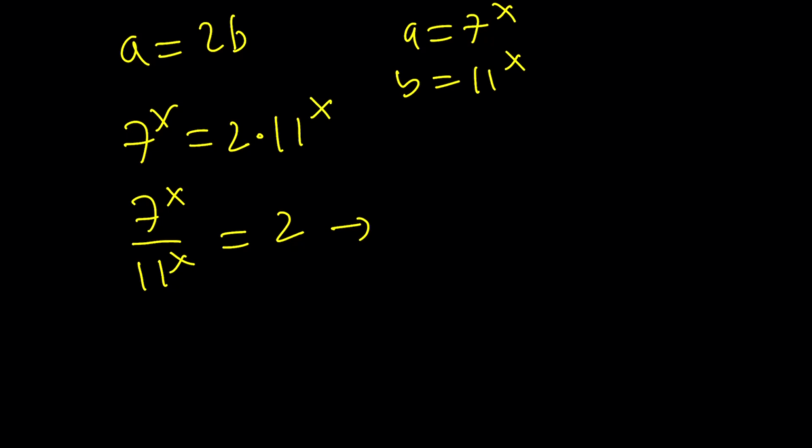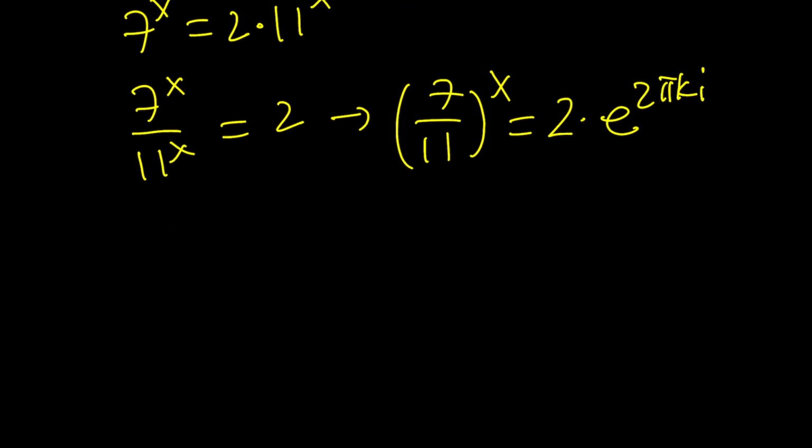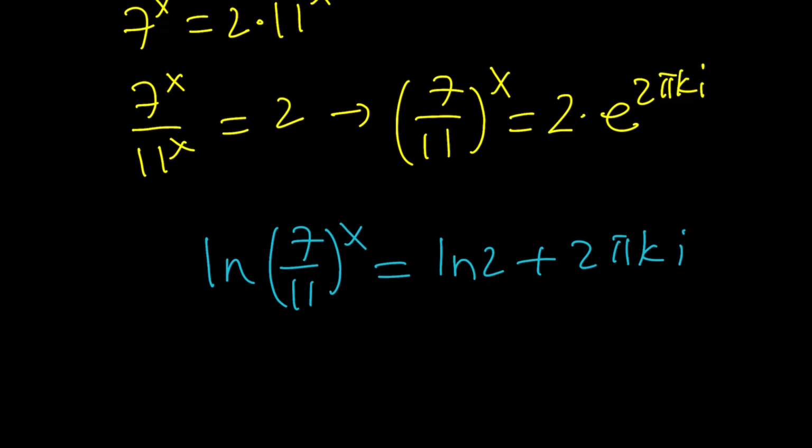And I can just write this as 7 over 11 to the x equals 2. And how do you complexify 2? Similarly, you can just multiply this by e to the power 2 pi ki. Remember, e to the power 2 pi ni or 2 pi ki always represents 1, and there are infinitely many ways you can represent it. And now let's natural log both sides. And then we're going to get the x value. This is going to be ln 2 plus 2 pi ki. Remember, if you natural log this, you're going to get 2 pi ki.